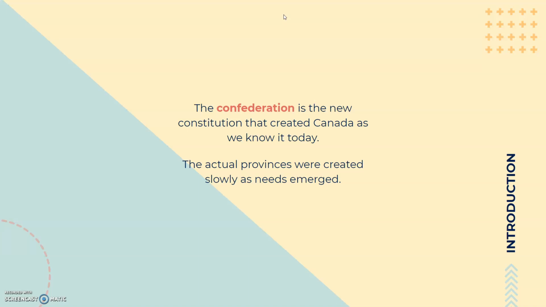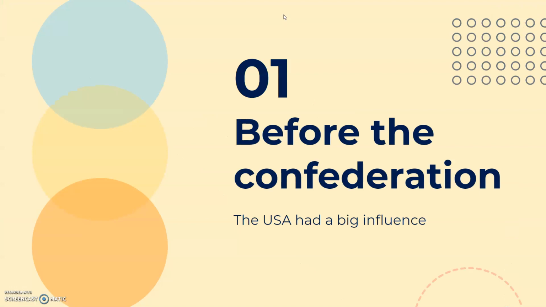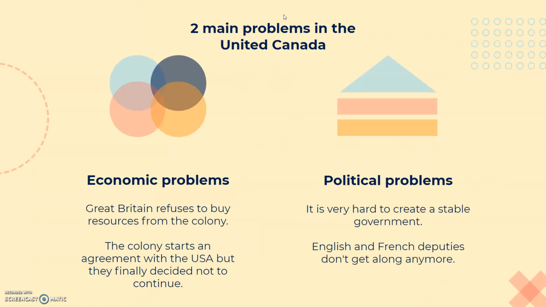So the actual provinces were created slowly as needs emerged. So more and more provinces were added to the Confederation. We started just with 4 provinces, and that's what we're going to talk about in the next slides. So first, before the Confederation, we're going to talk about how the USA, the United States, had a big influence on the Confederation.